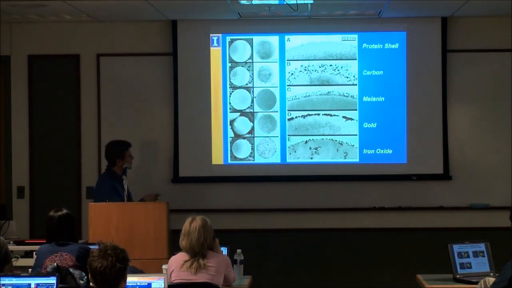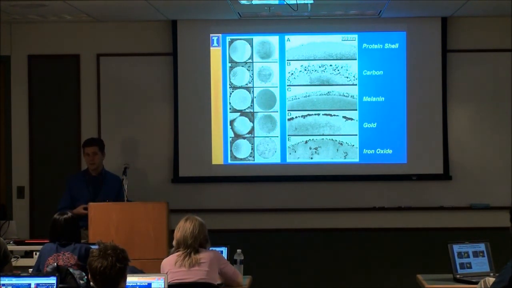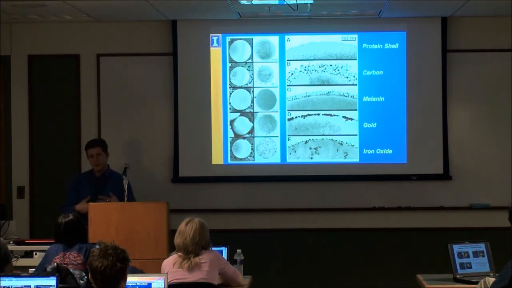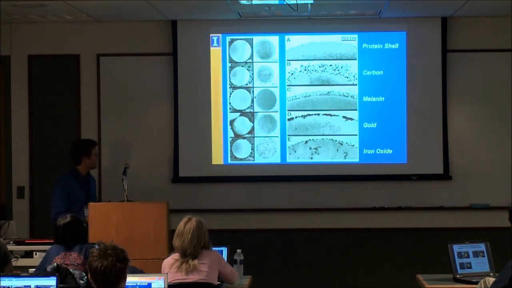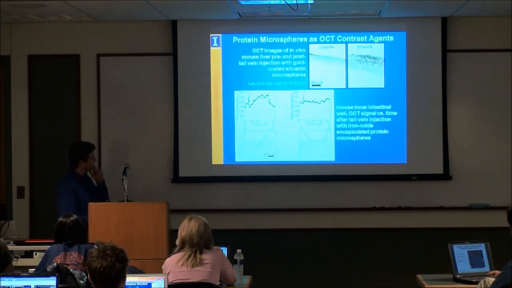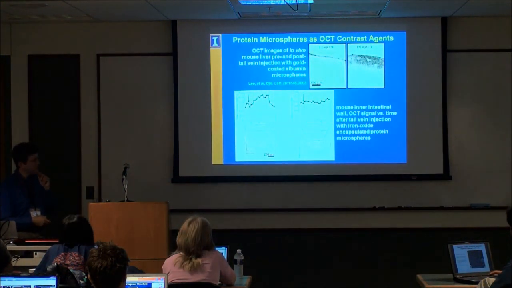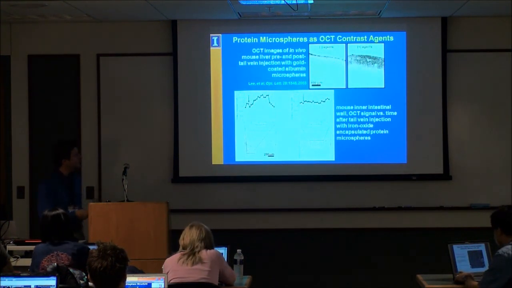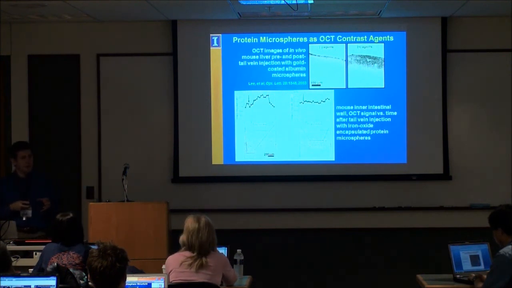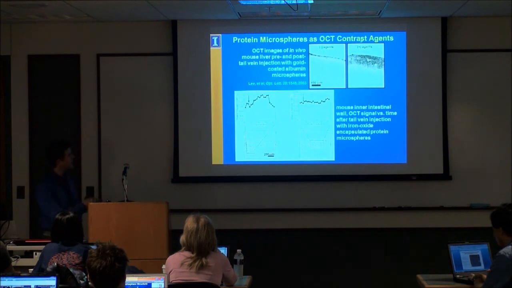And these are just some examples. We've been trying to design better agents for OCT, and so of course we add scattering particles, carbon, melanin, gold, here's the iron oxide, in an effort to increase the optical scattering properties of these microspheres. And these are the SEMs and the TEMs of those individual microspheres. Now we did a couple of early studies with these microspheres where we injected them into the bloodstream, and if we were imaging the liver, we saw that with the agents, all of a sudden the macrophages in the liver were taking these microspheres out of circulation, and so the liver scattering properties increased.